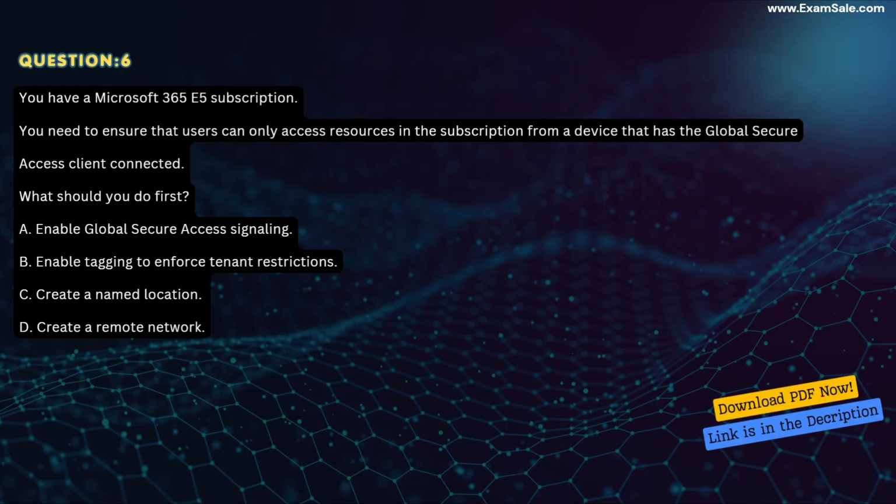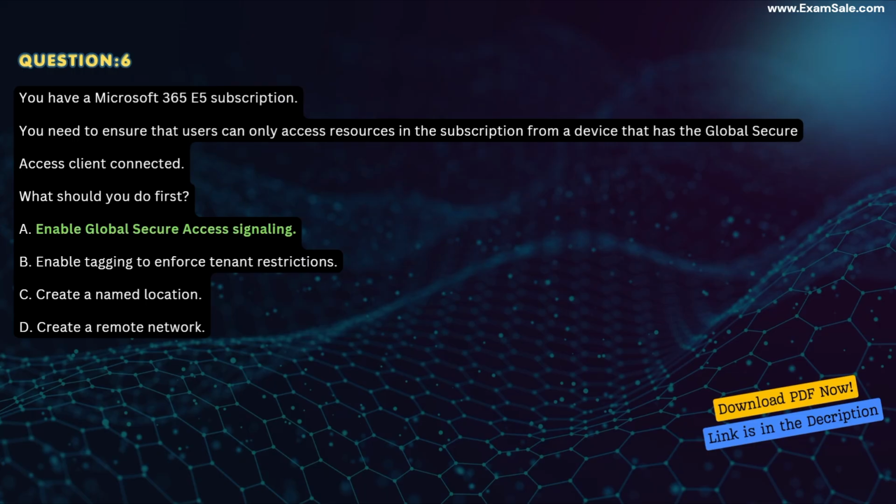Question 6. You have a Microsoft 365 E5 subscription. You need to ensure that users can only access resources in the subscription from a device that has the Global Secure Access client connected. What should you do first? A. Enable Global Secure Access signaling. B. Enable tagging to enforce tenant restrictions. C. Create a named location. D. Create a remote network.